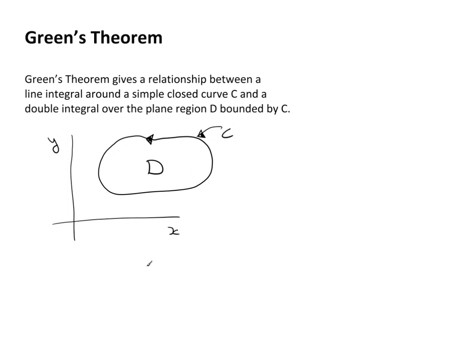Now let's take just a moment to talk about orientation. The way I drew this with the orientation going counterclockwise, notice the region is always to the left. If I'm traveling in this direction, the region is always to the left in reference to where I'm traveling, counterclockwise. We refer to this as being positive orientation.